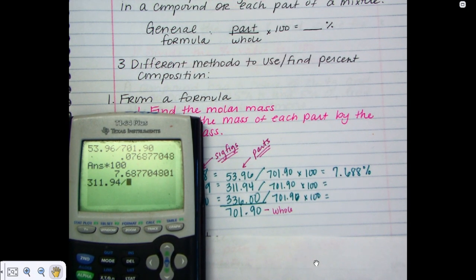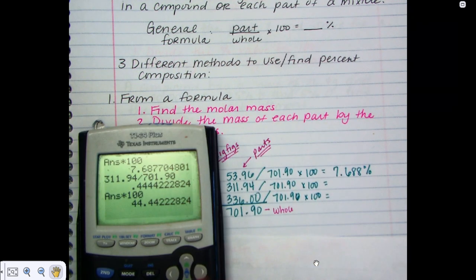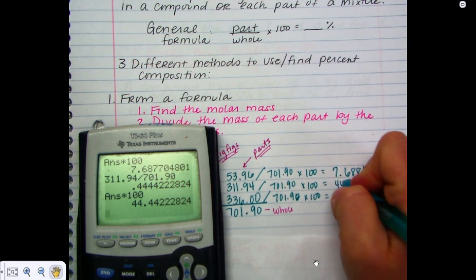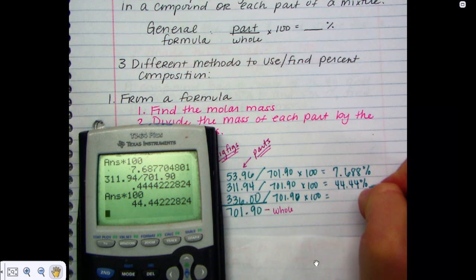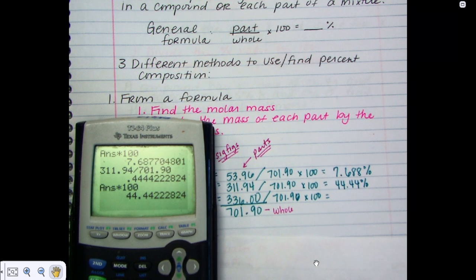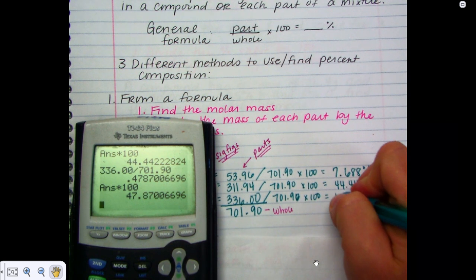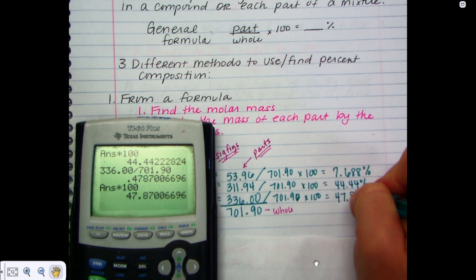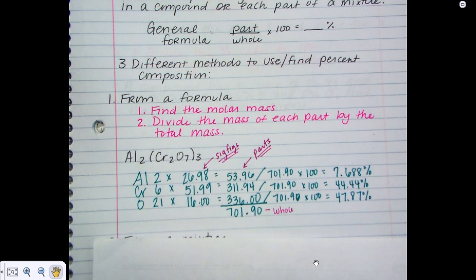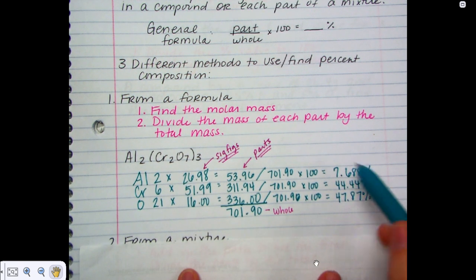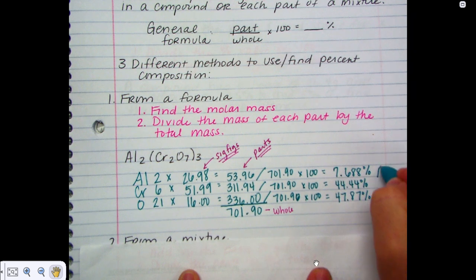311.94 divided by 701.90 times 100. How many sig figs can I have? Oh, 4 again. So 44.44%. And then for my oxygen, 336.00 divided by 701.90 times 100. 4 sig figs again, 47.87%. Okay, so I can leave it like this, and that's fine because I labeled it over here, or I can also rewrite it.